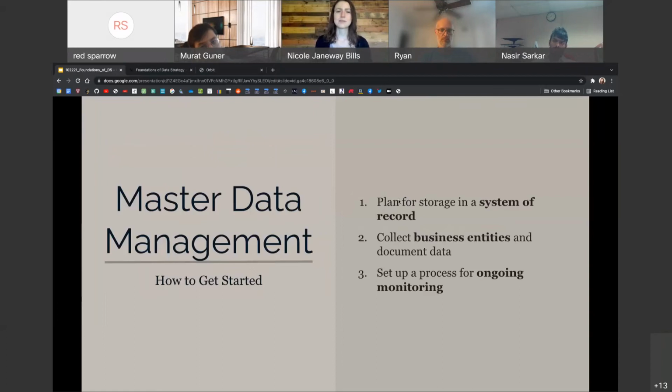For master data management, the most important thing is to make the plan to store the data into a system of record, then do that collection of business entities, making sure that the metadata tags are very clear, and finally set up an ongoing monitoring process. So this again goes back to what steps we have in place to ensure data quality and to identify any areas of discrepancy, catch them, and remediate them.